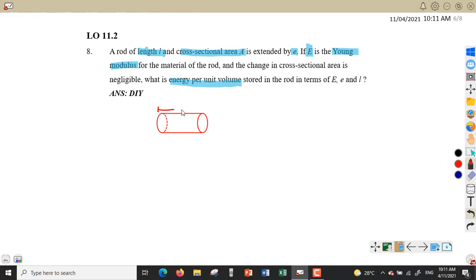So the length of the rod is L, the cross-sectional area is A, and when we apply a force, for example a tensile force, then there will be an elongation or extension for the rod. The extension of the rod is given by small e. This material has a Young modulus, but in this question the symbol for Young modulus is capital E. So the question asks us to determine the energy per unit volume.